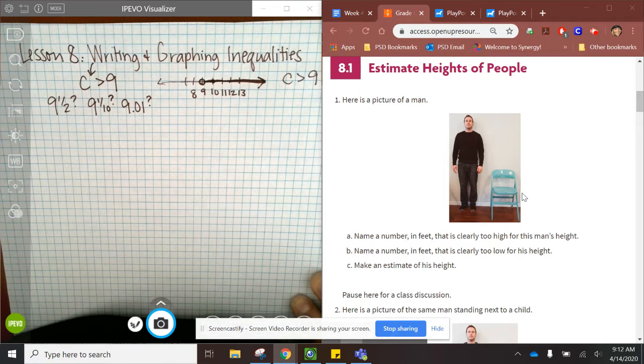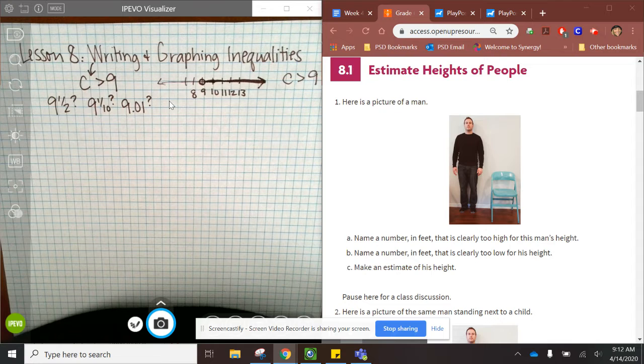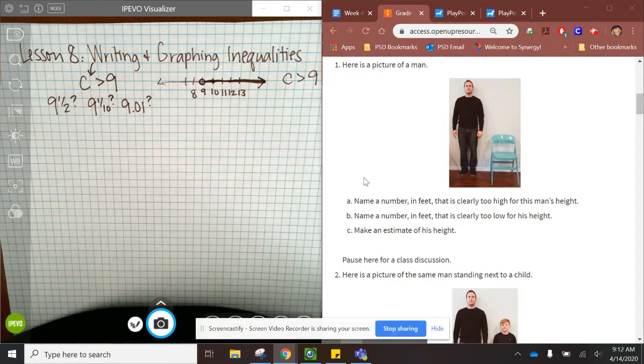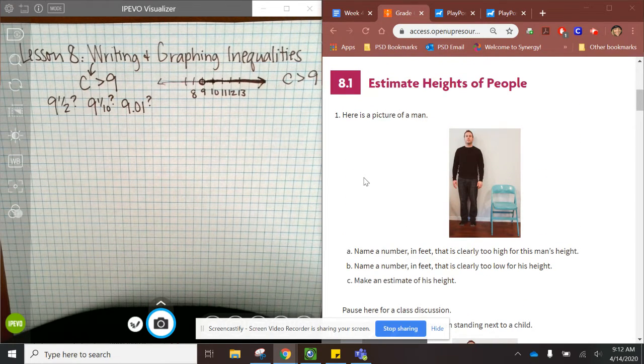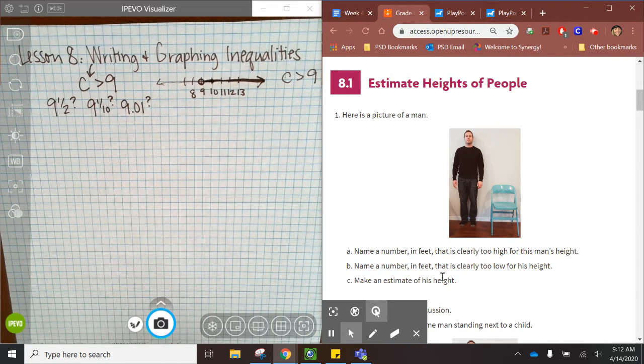So that's graphing inequalities. So let's take a look at some story problems and see how we can write the inequalities and then graph them. So this one says, estimate heights of people. Here is a picture of a man. Pause. It says to name a number in feet that is clearly too high for this man's height, name a number in feet that is clearly too low for this man's height, and make an estimate of his height.